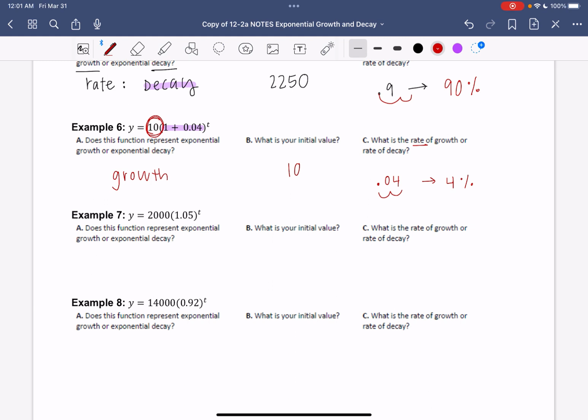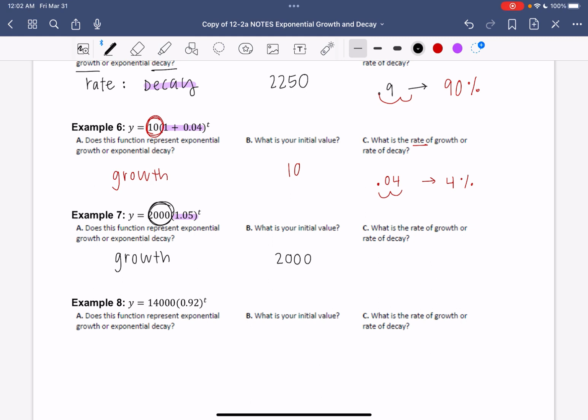All right, for this next one, it's asking if it's a growth or decay. So again, you just need to know, is it more than 1 or is it between 0 and 1, in the parentheses. So the parentheses here, it's 1.05. So this is going to be a growth because it's more than 1. Your initial value is 2,000 because it's in front of the parentheses. Remember, your initial value is also your y-intercept.